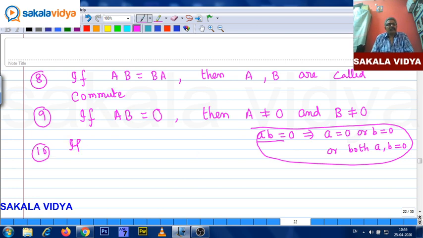for example, if AB is equal to BC, then here A need not be equal to C. A does not equal C. Okay.